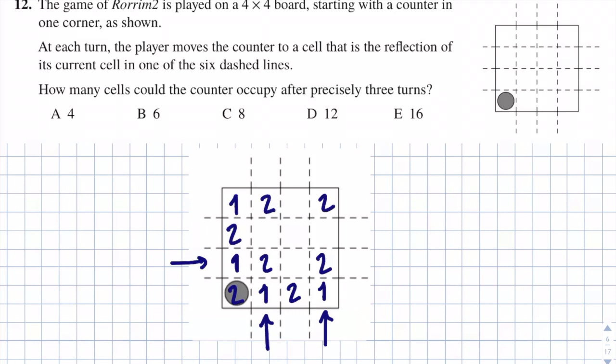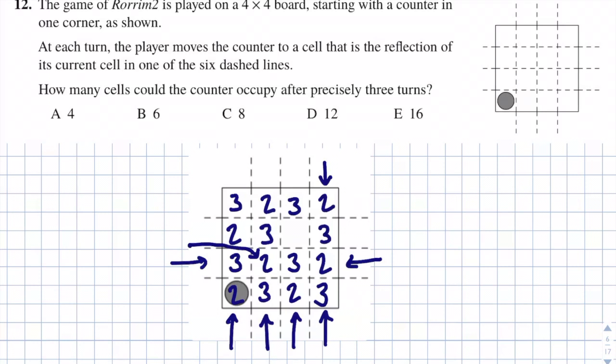Now let's see where the counter could move after the third turn. So let's say we start here. The counter can move here, could move here, and then it can also move where these 1s are. So I'm going to replace these with 3s. Let's have a look at this 2. Well, a 3 can go here. I think that's it for that one. If we have a look at this 2, a 3 can be reflected here where the 1 is. If we have a look at this 2, we can replace this 1 with a 3. And then if we look at this 2 here, this can be a 3. And I think that is all of our positions.